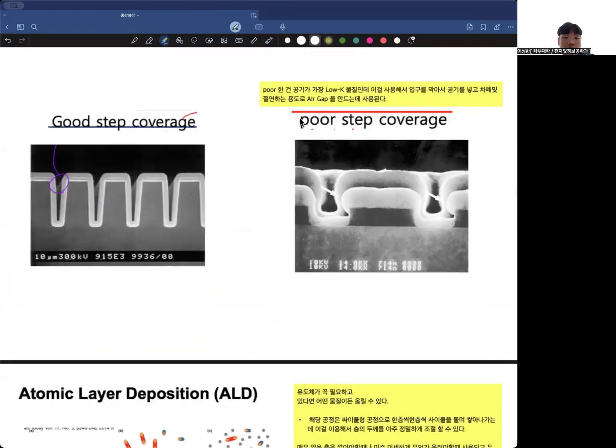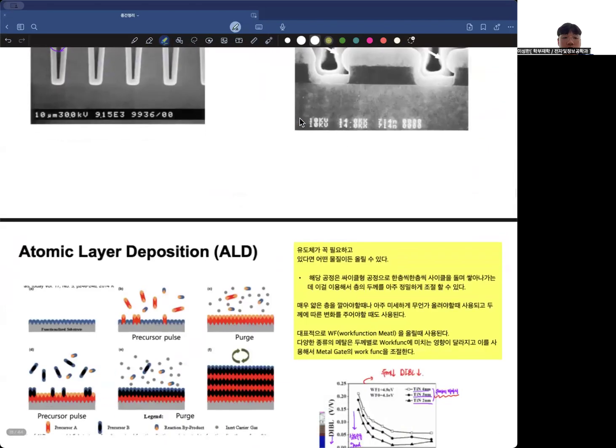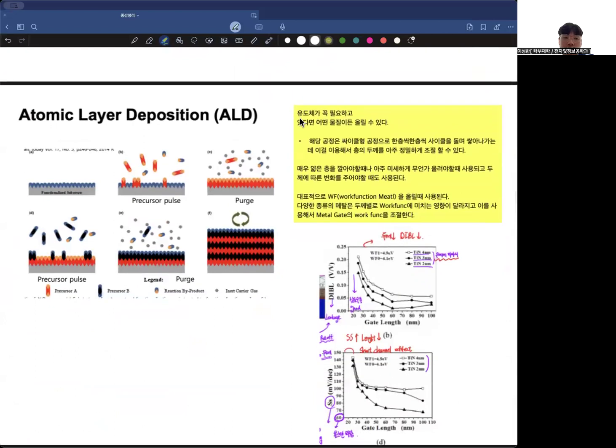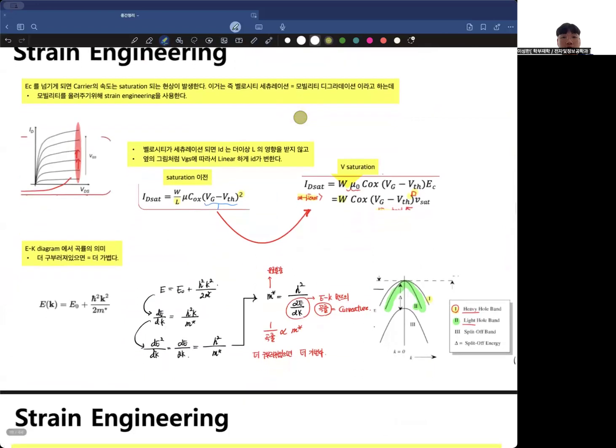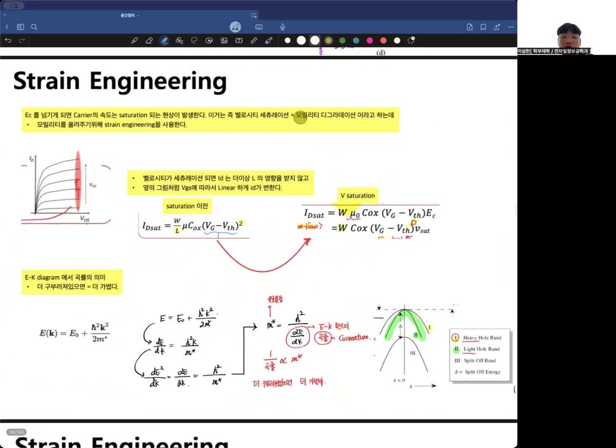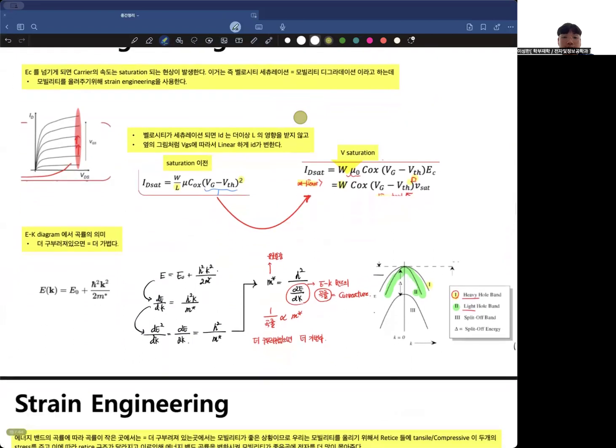And then we're going to fix this problem. We use several techniques for the semiconductor. First, we use strain engineering. Strain engineering is to solve velocity saturation. We can improve the mobility through strain engineering.